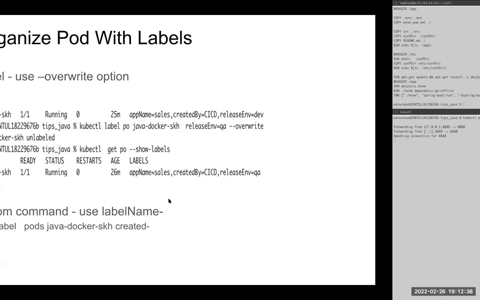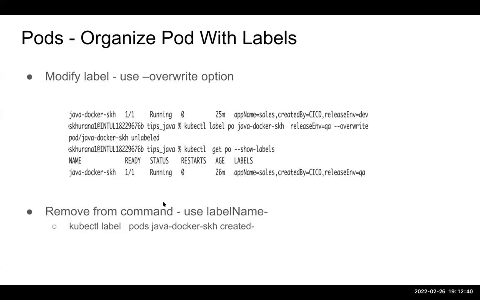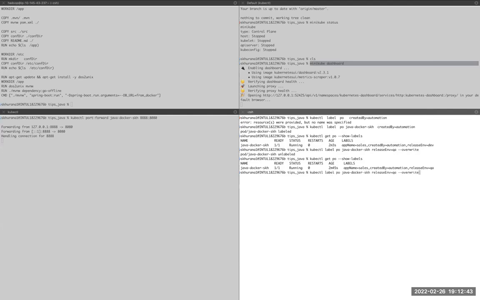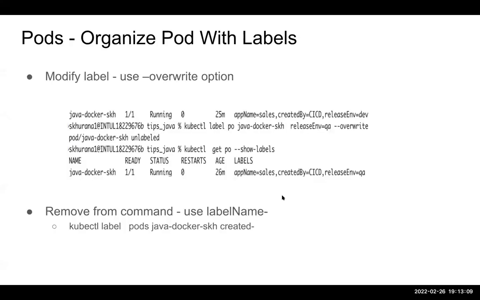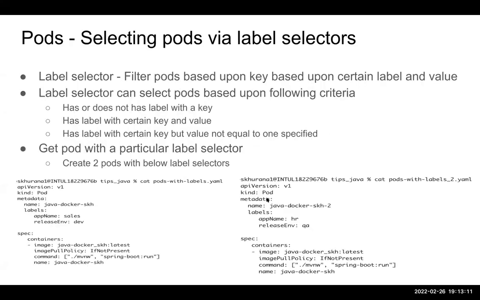So that's about labels. If I want to remove some label, it's the same thing: kubectl label pod, then the label I have added, created by, and a hyphen. Now show labels: created by is gone. So this is how I can remove a label using the command line. Whatever you can do using the command line, you can do using API, YAML, and everything. So that's about labels. Now, selecting pods via label selector.